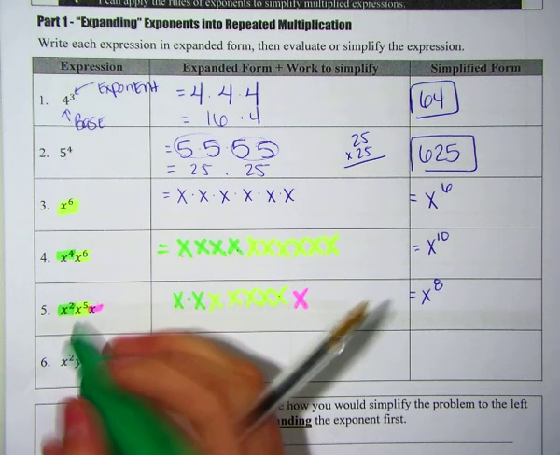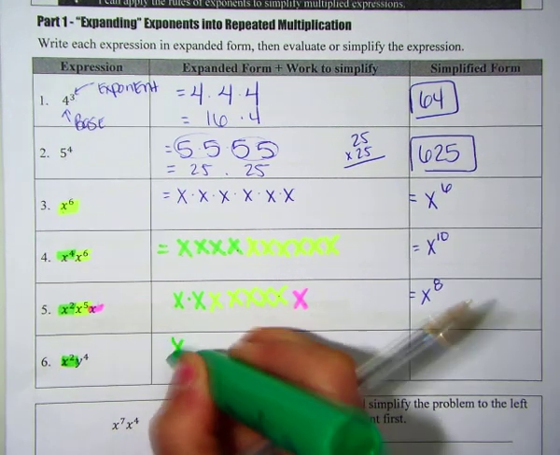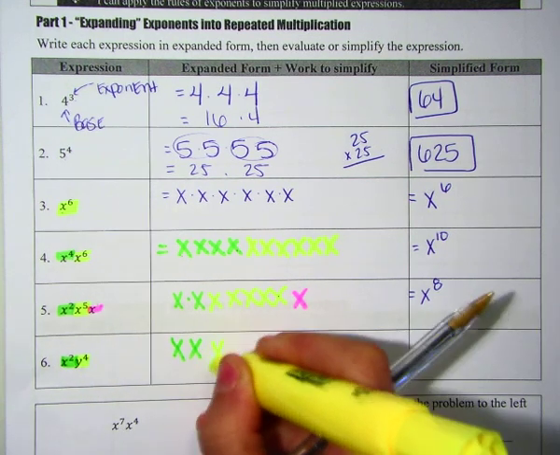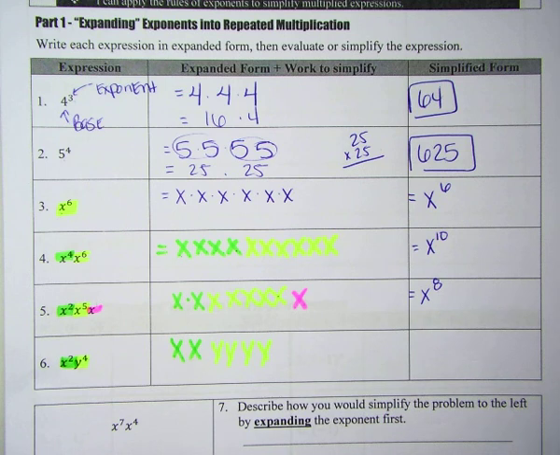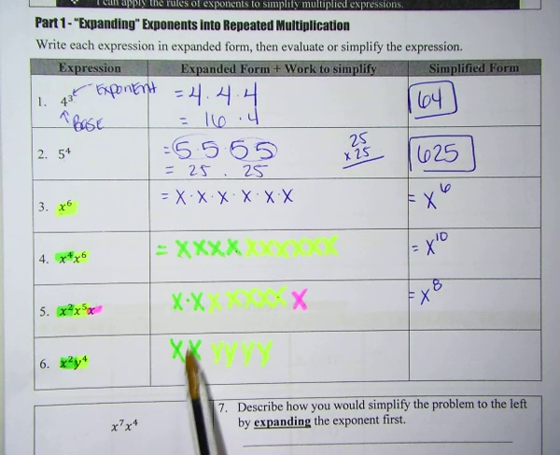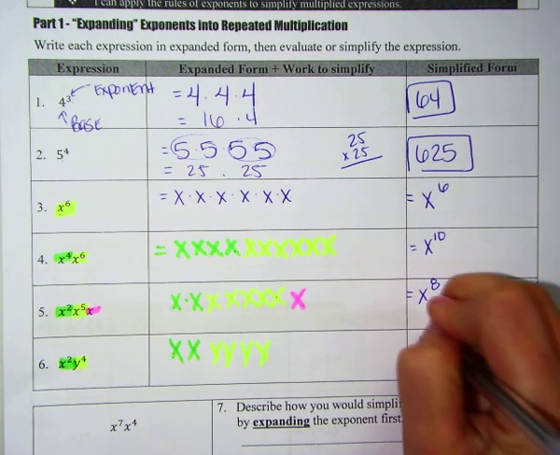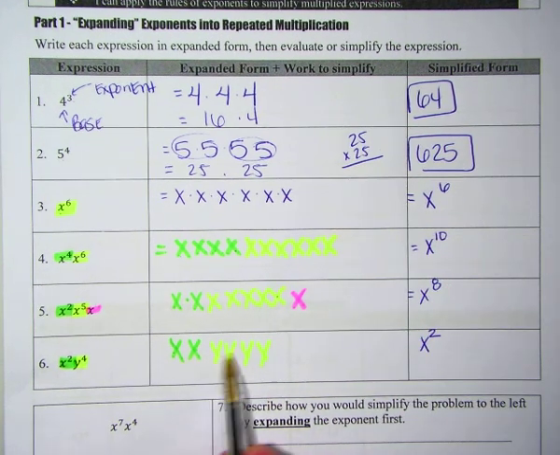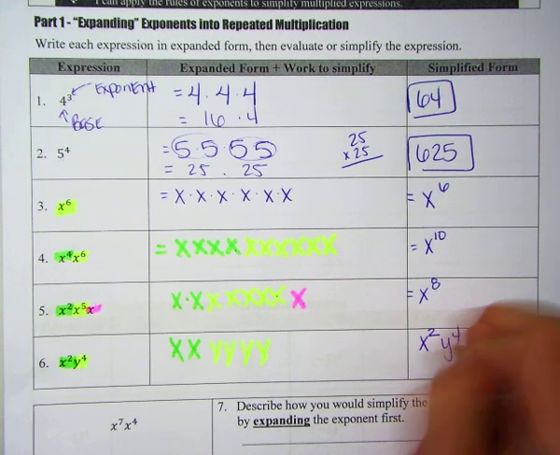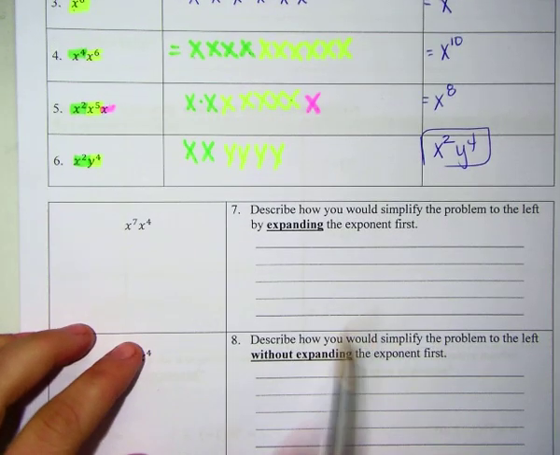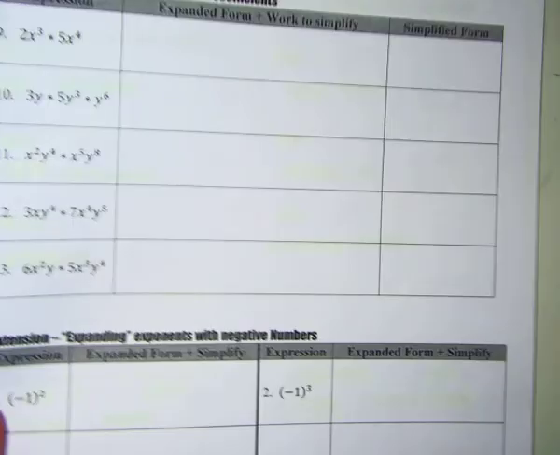Next one, this is x to the second power, x times x, y to the fourth power. So these are 2 different variables, so we're going to count up how many times we multiply each by itself. X times x is x squared. And then the other one, y times y times y times y, that's y to the fourth power. So this is actually already simplified. If you'd like to read what I wrote for this, please check the answer key online. I'm going to go ahead and move on.